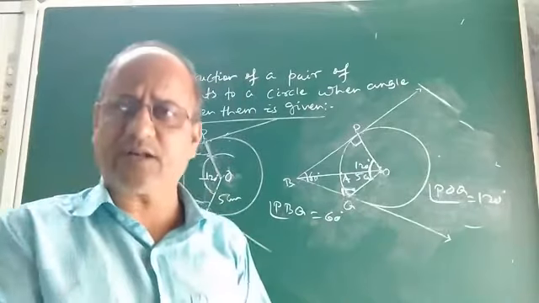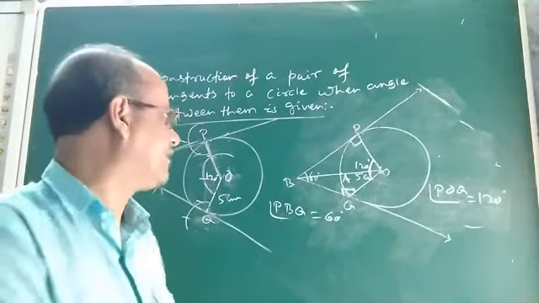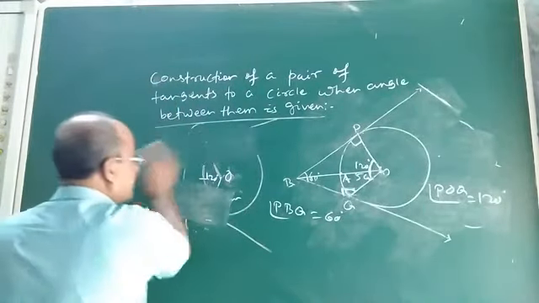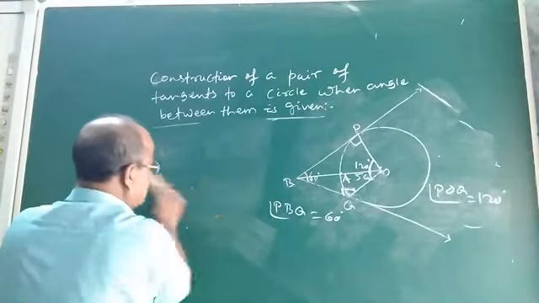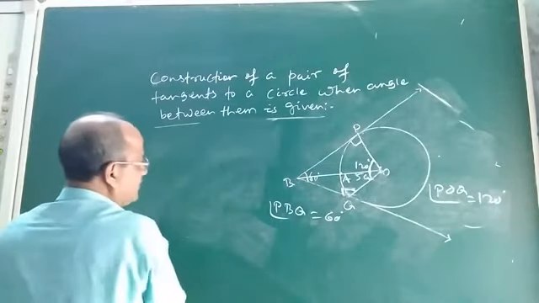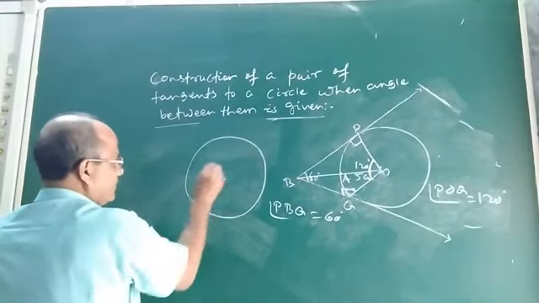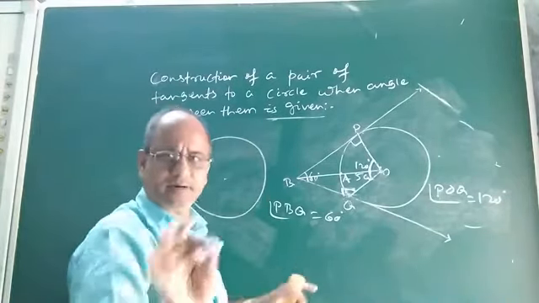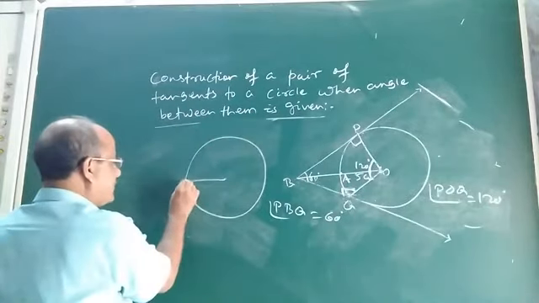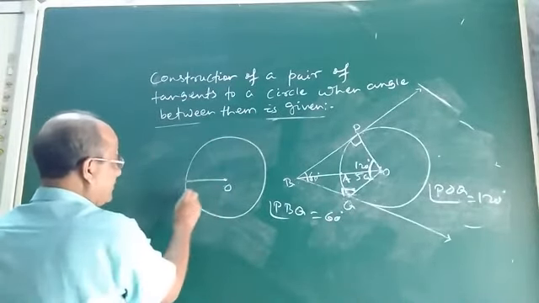We can also construct it another way. What is the second method? Let us see. In the second method, see children, suppose first you construct a circle of radius 5 cm, which is already given. Suppose this is 5 cm. O, this is A.